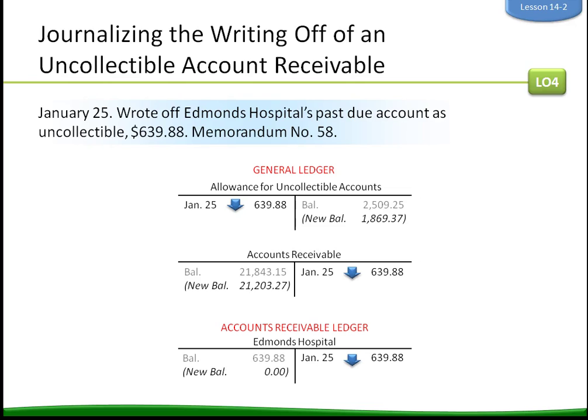Also, I want to point out that the book value of accounts receivable is the same before and after writing off an uncollectible account. This is true because the same amount is deducted from both accounts receivable and the allowance for uncollectible accounts.